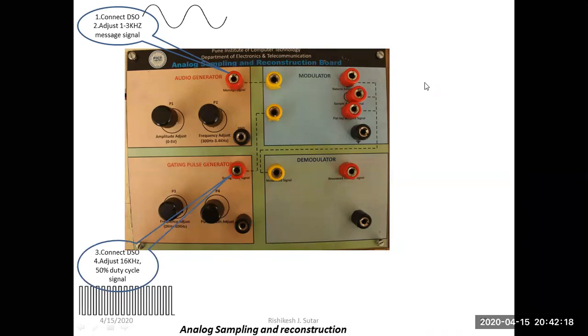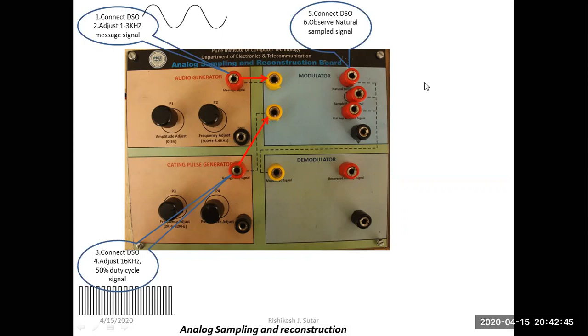Now I will connect the message signal to the channel 1 of DSO. Now I will apply message signal to the first input of modulator block, and I will apply sampling signal to the second input of modulator block. At the first output of modulator block, I can observe the natural sample signal.